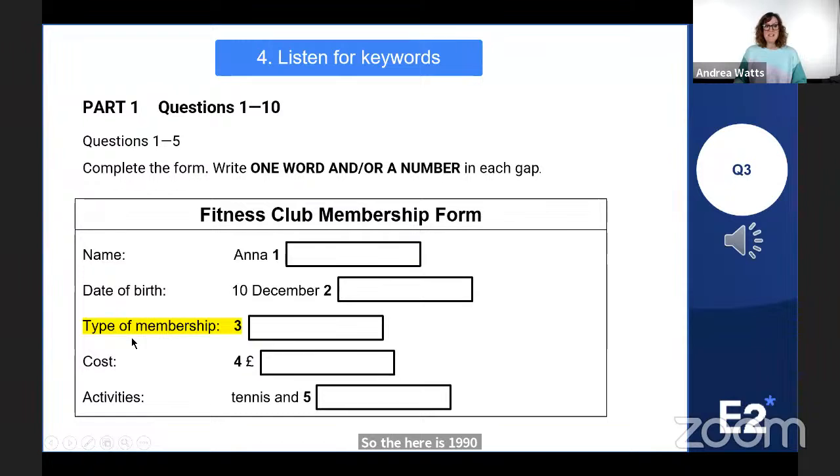All right, get ready to listen for the keywords for question 3.